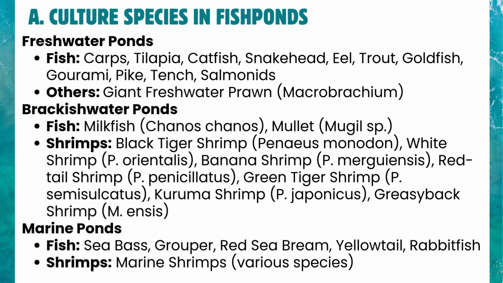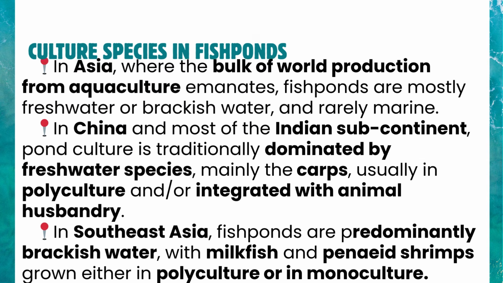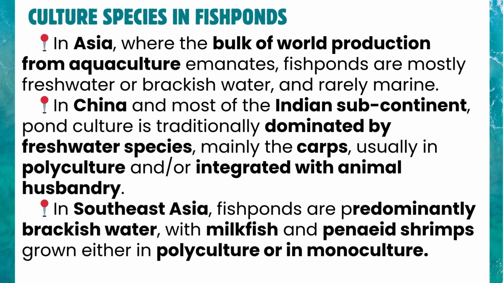In brackish water ponds, common species include milkfish, Chanos, mullet, Mugil sp., and the different penaeid shrimps, Penaeus monodon, P. orientalis, P. merguiensis, P. penicillatus, P. semisulcatus, P. japonicus, and M. ensis. The more popular species for culture in marine ponds are the sea bass, grouper, red sea bream, yellowtail, rabbitfish, and marine shrimps. In Asia, where the bulk of world production from aquaculture emanates, fish ponds are mostly freshwater or brackish water, and rarely marine.